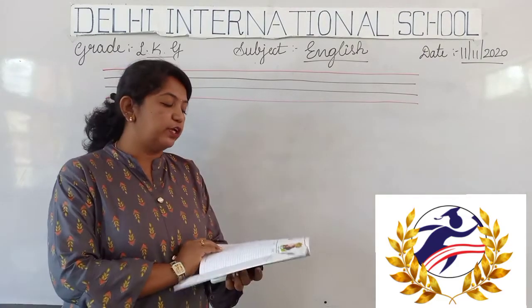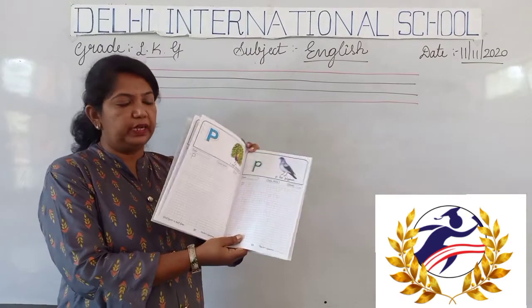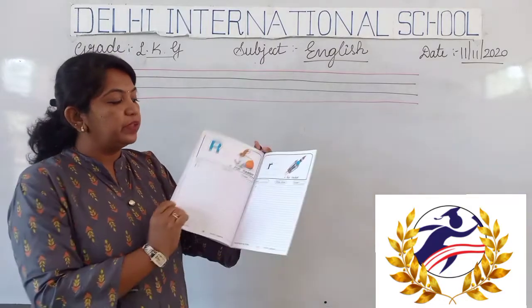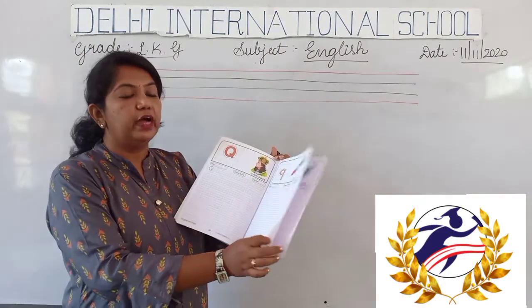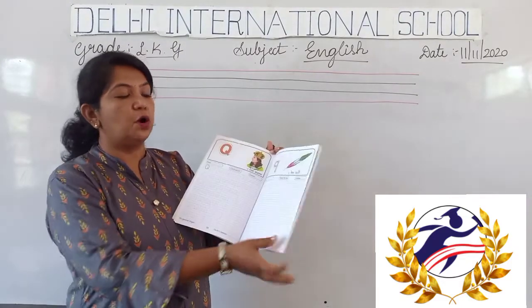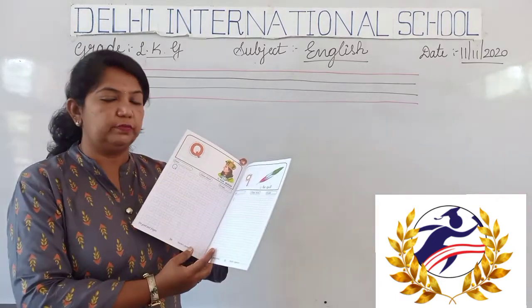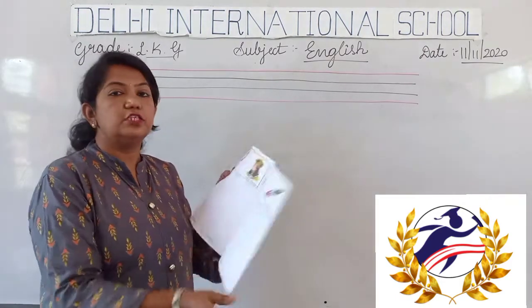In the last class we wrote up to P small p. Today we are writing Q small q and R small r. Okay? Q small q and R small r. All of you take your pencil and eraser and you have to start writing with me. I will show you how to write Q small q and R small r.